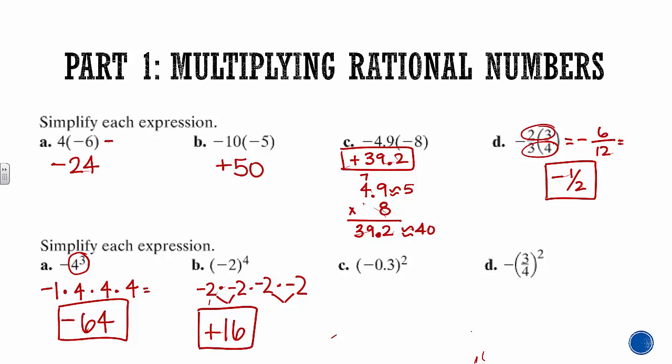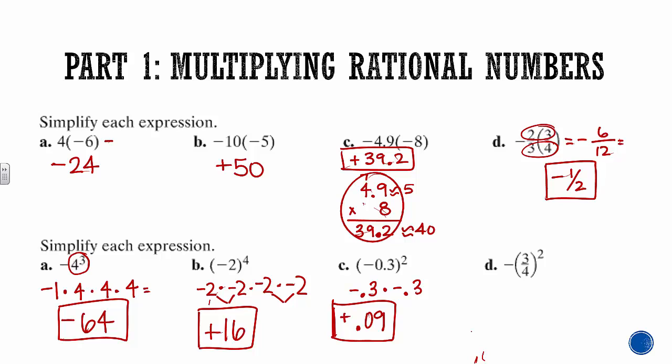Same type of thing with this. We have negative 0.3 times negative 0.3. And we can break out the thing that we did up here, or we could do 3 times 3 is 9. There's 2 numbers behind the decimal, so we have to have 2 numbers behind the decimal. And then because they're both negative, our answer has to be positive.